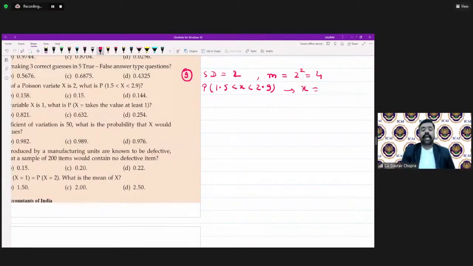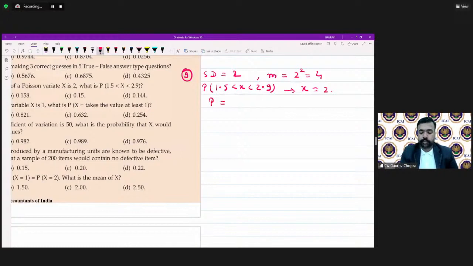And what is the value of x? X is always a whole number. And in this case, it is lying from 1.5 to 2.9. So between these two values, there is a single whole number, which is 2. So now m is available, x is also available.